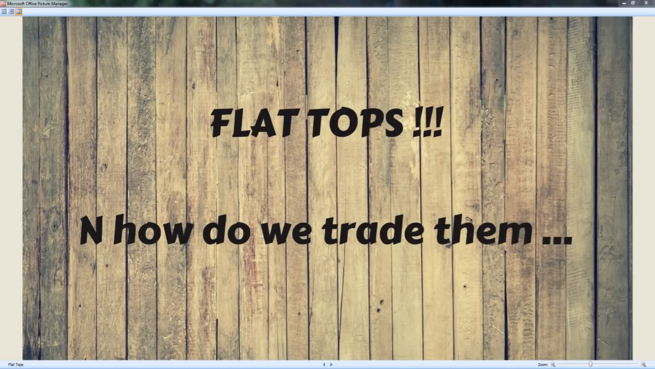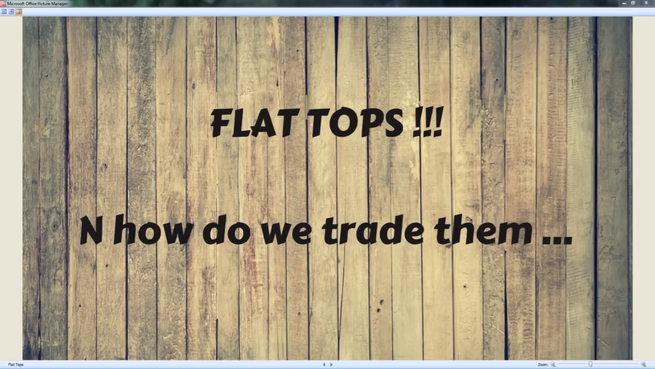Okay, so basically this is what happens. The stock moves up rapidly, real quick, and then it consolidates. This consolidation phase is the phase where the flat top pattern is being created. I will show you on the charts what exactly I mean and how you should trade it.